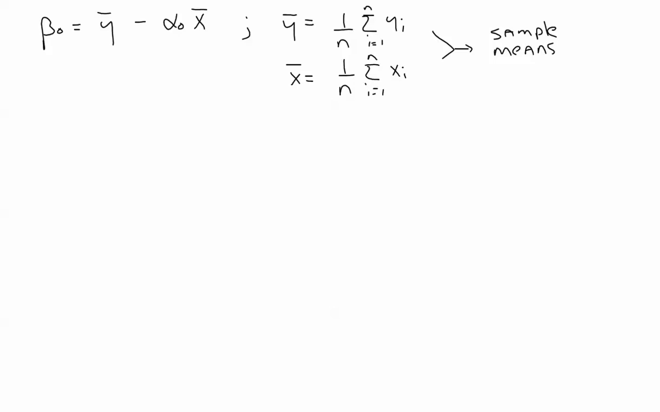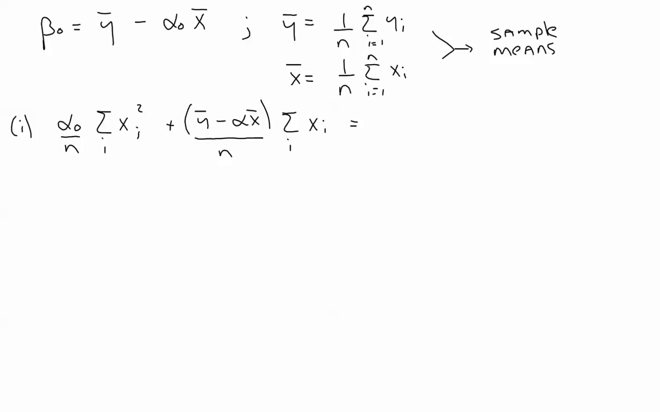I'm going to plug beta naught now back into equation 1 from the previous page. And so equation 1 now becomes this. And I'm going to divide by n. You'll see this in just a second. I get alpha naught divided by n, summation over i of x sub i squared plus y bar minus alpha x bar over n summation over i of x sub i, and that equals 1 over n summation over i of x_i y_i.